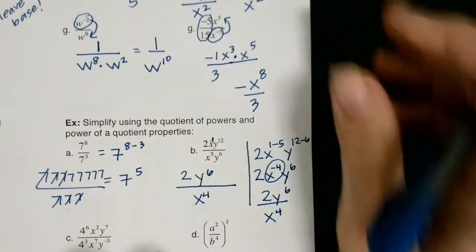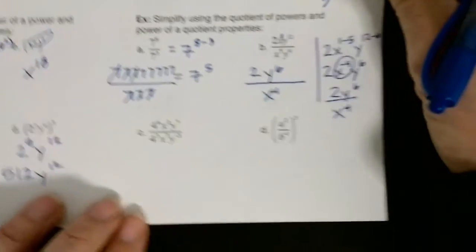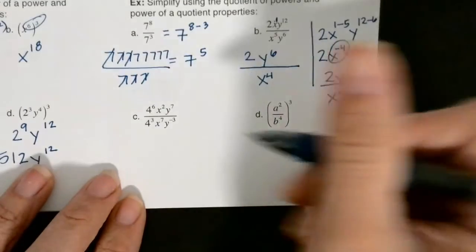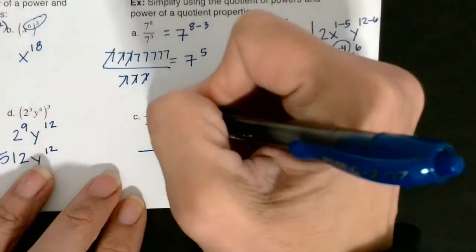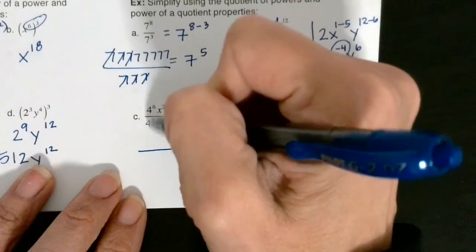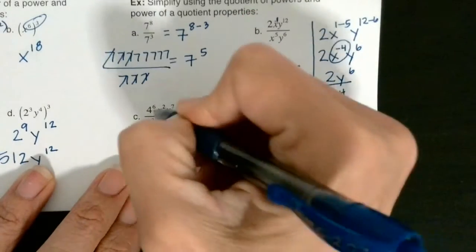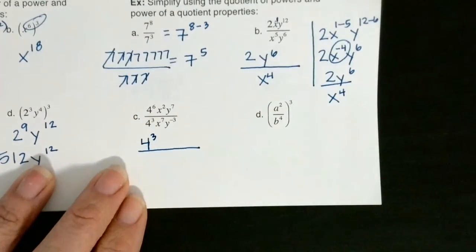Same thing. You pick your way of doing it. All right. Moving on. Here we go, 4 to the 6th over 4 to the 3. They have the same base, so I keep the base and I have more in the numerator, okay?